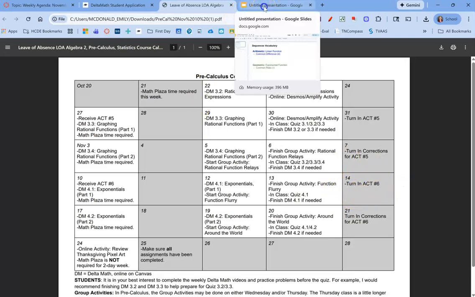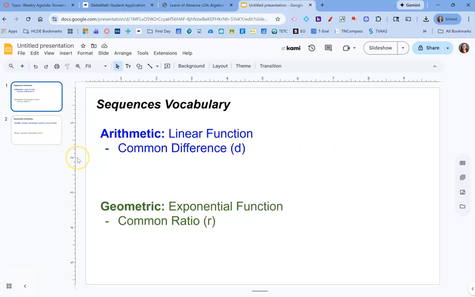Before we look at the Delta Math, a couple things just to be aware of. And again, this might be review for sequences. When we talk about an arithmetic sequence, that is another way of saying a linear function. An arithmetic sequence has a common difference. It's something that you're adding or subtracting a common value each time to get the next number in the sequence. That's an arithmetic or a linear function. When you've done linear functions, you were doing arithmetic sequences.